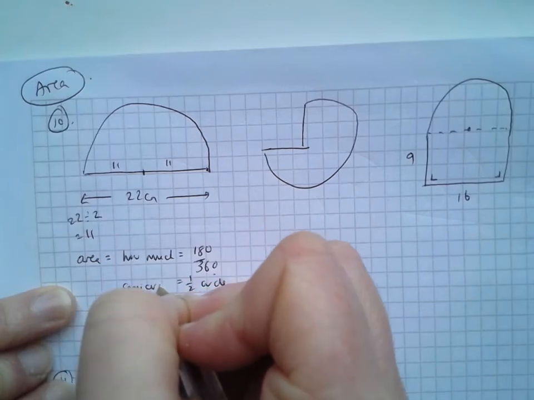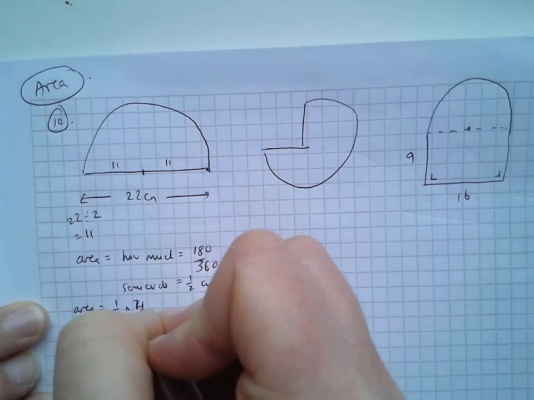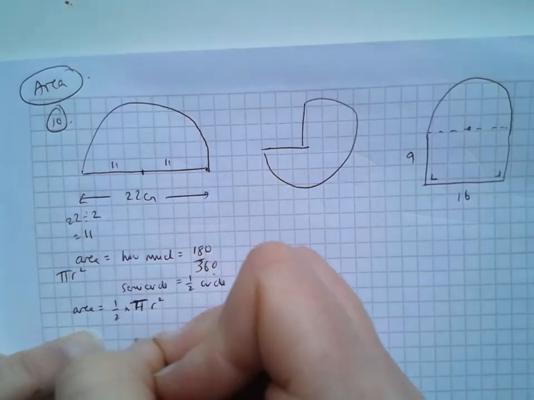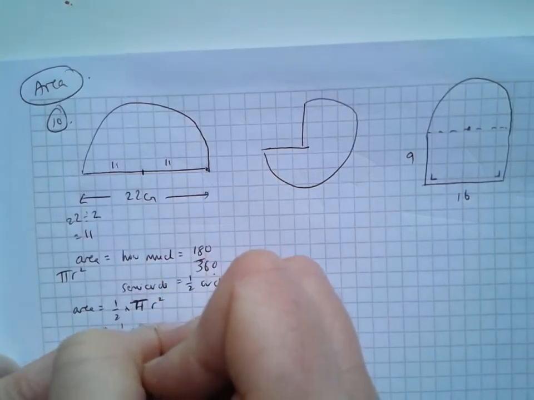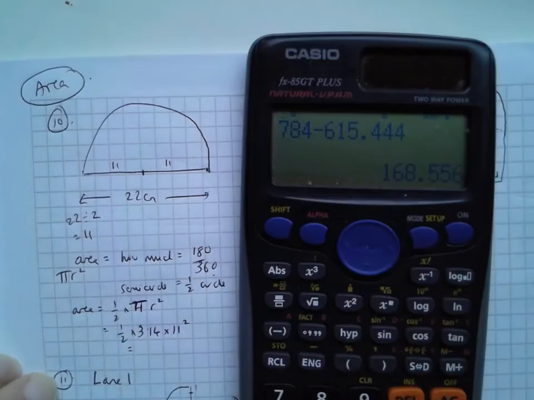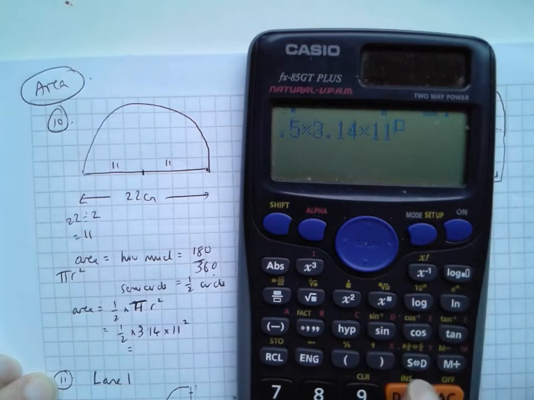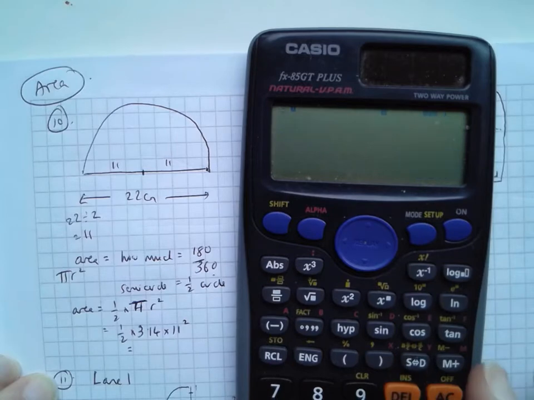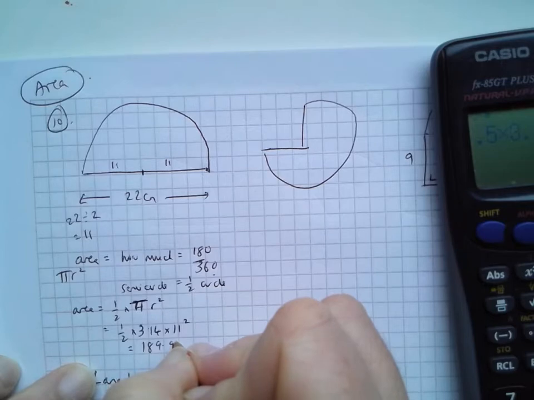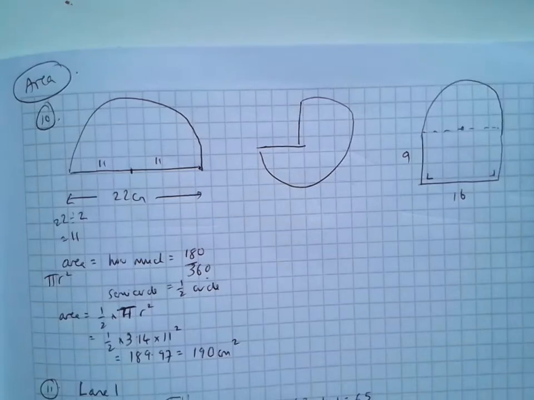So the area is going to be 1/2 by pi r squared. Area is pi r squared for a full circle. So it's going to be 1/2 by 3.14 by 11 squared. So 0.5 times 3.14 times 11 squared equals 189.97. And to one place of decimals is going to be 190 centimeters squared. Okay, that's for the first one.